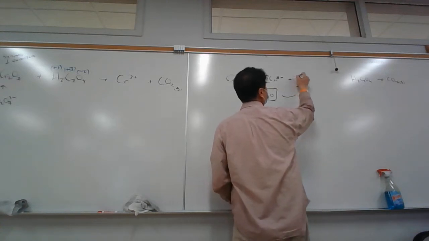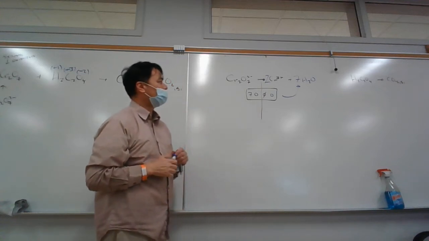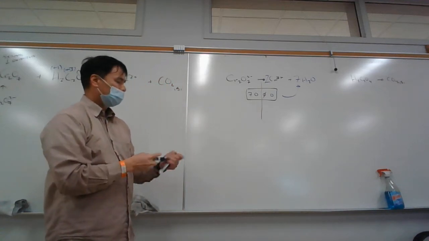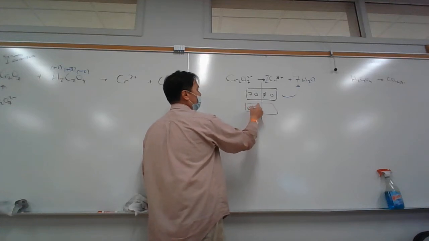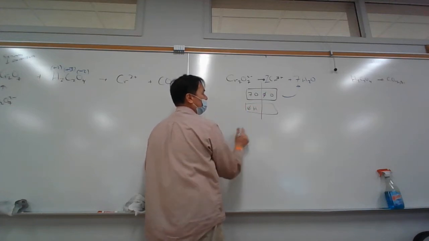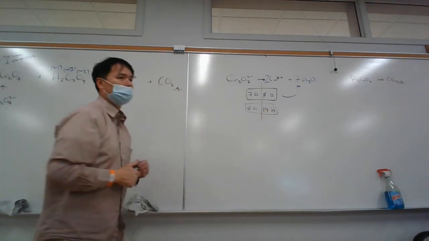7 waters. Okay. Then what do we balance? The hydrogen. So over here, I have 0 hydrogens on the left. How many hydrogens on the right? 14. And how do I balance out the hydrogens? I add what?